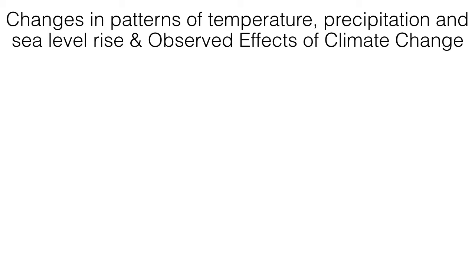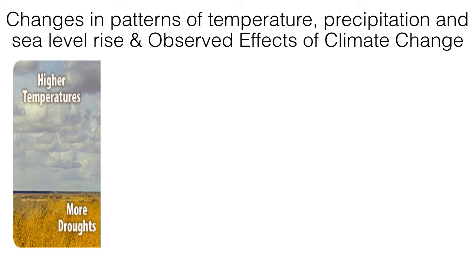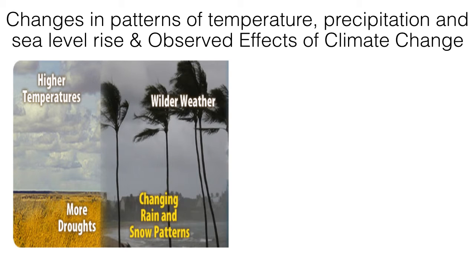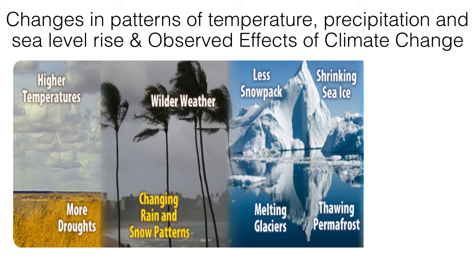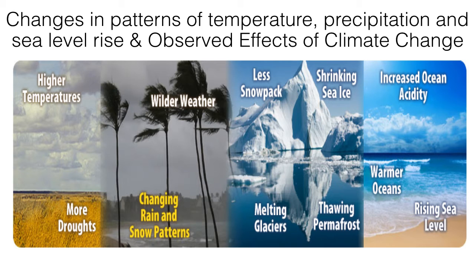Over time, there have been a lot of changes in temperature, precipitation, sea level rise, and we'll just have a simple exploration of that. Temperatures have been higher, and there have been more droughts, and there have been wild weathers and changing rain and snow patterns. There has been less snowpack, shrinking sea ice, melting glaciers, thawing permafrost. We have increasing ocean acidity, warmer oceans, rising sea level. This way, a whole range of climatic changes has been witnessed by the planet now. We'll explore each of them a little more closely.